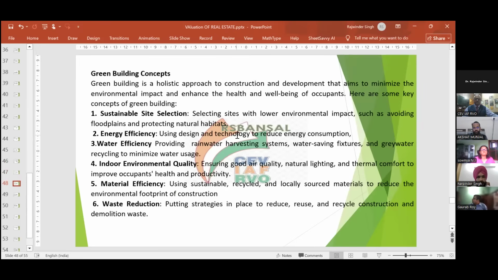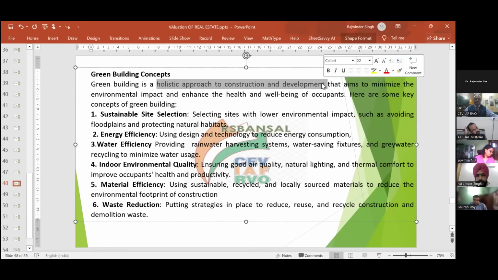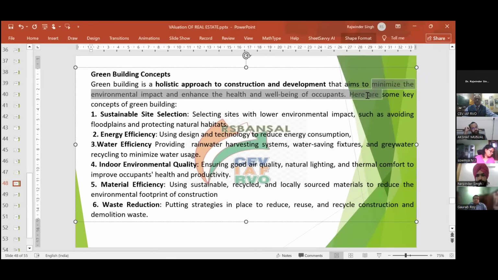Next, the last topic in your syllabus is green building concepts. Those who are from the architectural side know this green building, but for others, we will be taking certain examples that will make the things clear. The green building concept is basically a holistic approach to construction and development that aims to minimize the environmental impact and enhance the health and well-being of occupants.